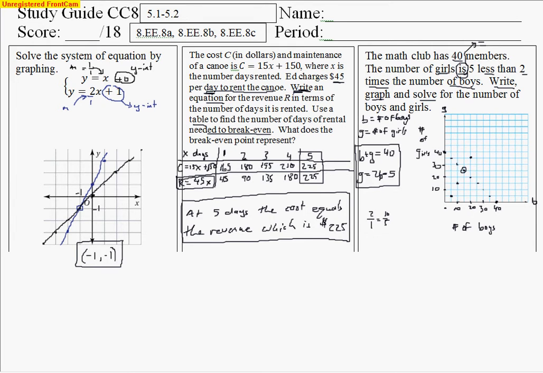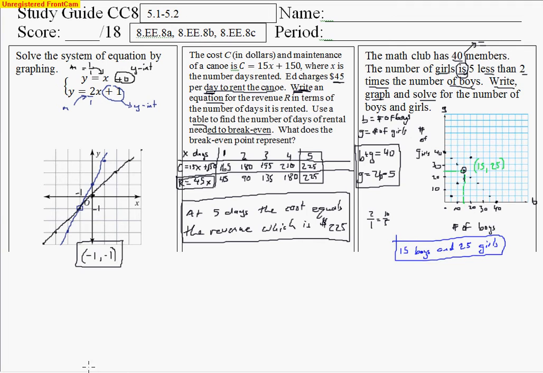So let's go ahead and highlight that point. And let's go down to the b-axis. And so right here, right in between 10 and 20, is going to end up being 15. So it's going to be 15, comma, and then I go straight across, and that's at 25. 15, comma, 25. That's where the two lines cross. So 15 means something. 15 is the number of boys, since that's on the x-axis. So 15 boys and 25 girls is what we end up seeing there.